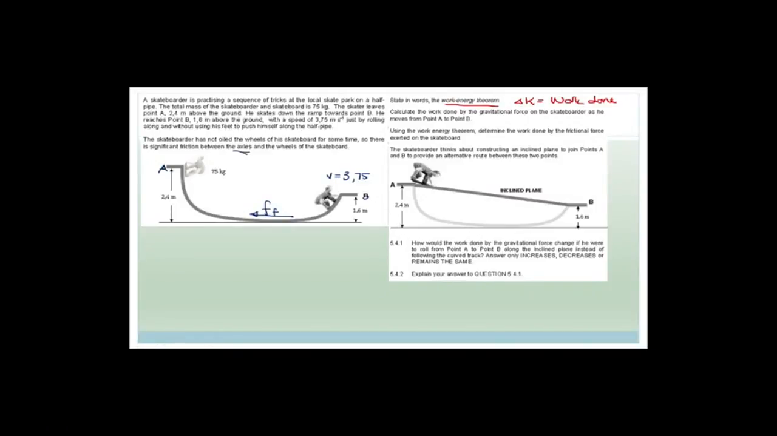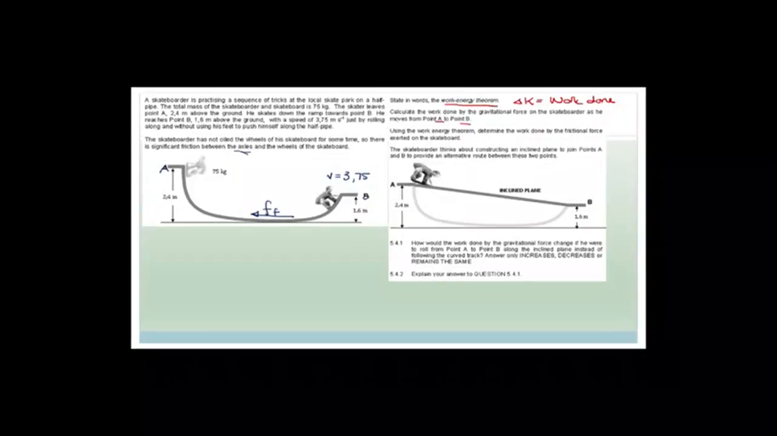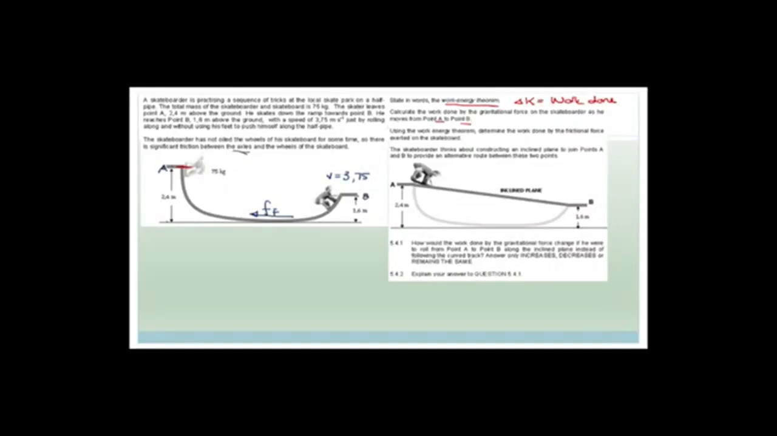Now it says calculate the work done by the gravitational force on the skateboard as he moves from point A to point B. So they've been very nice. They're asking just about the gravitational force. Do you agree that he has gone from a height of 2.4 meters to a height of 1.6 meters? So we are just looking at the gravitational potential energy work done. We know that work done is equal to F delta X.